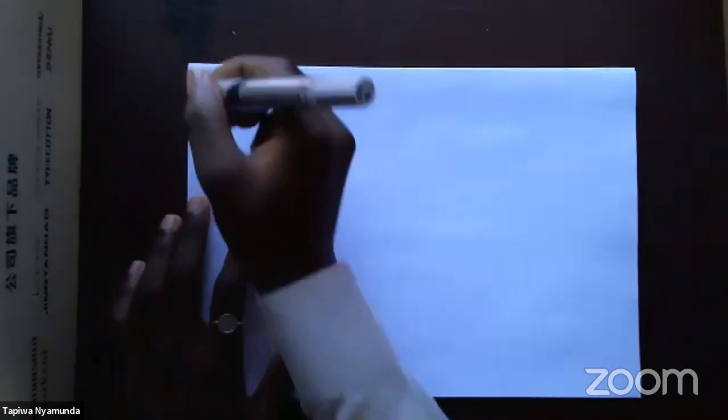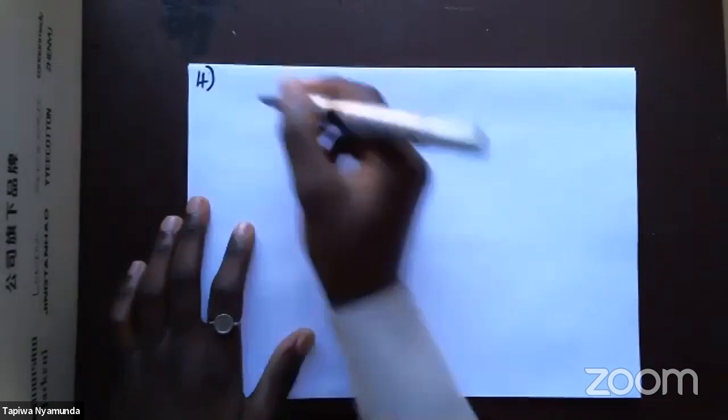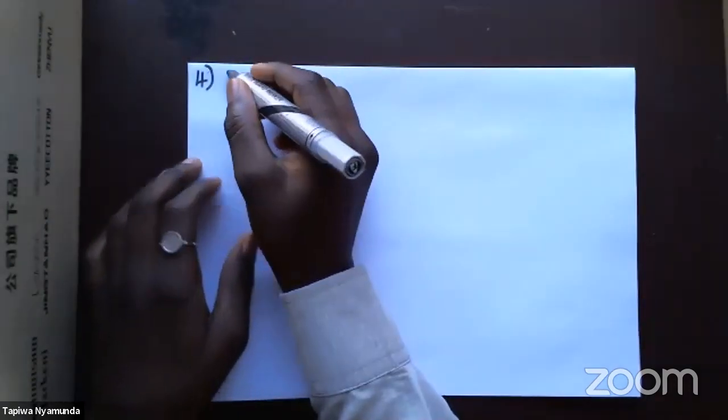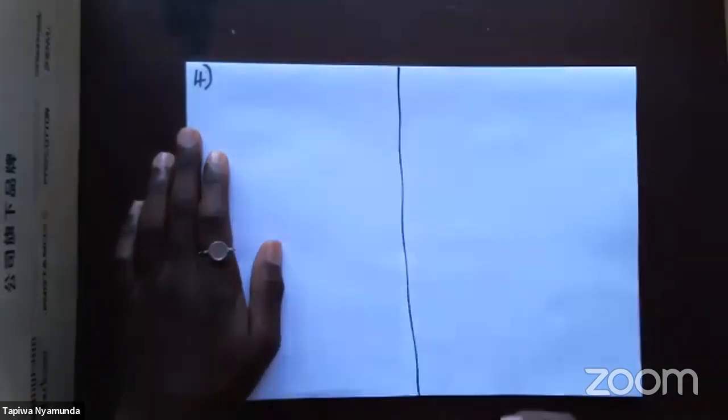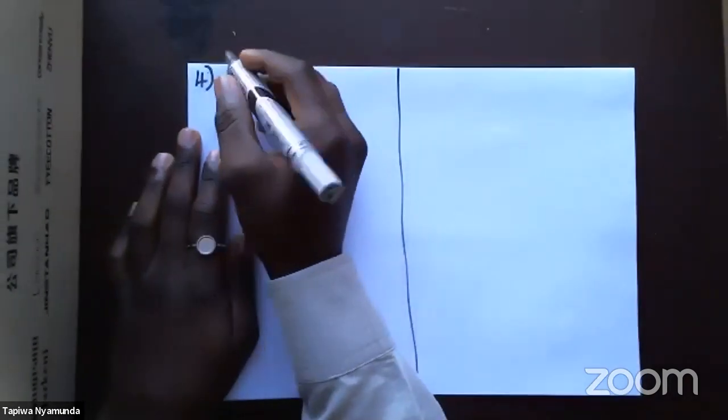Okay, let's look at another question. This was question 3. Let's look at question 4. Okay, let me change the situation a little bit. Let's consider a situation that is a little bit different. Okay, let me just divide my page.